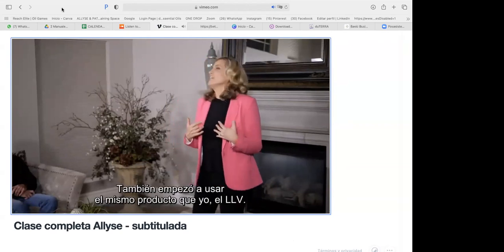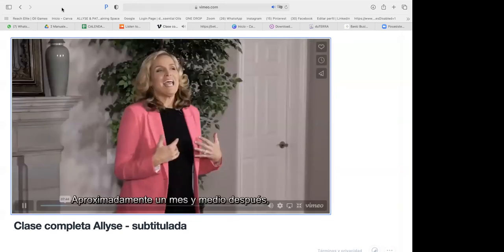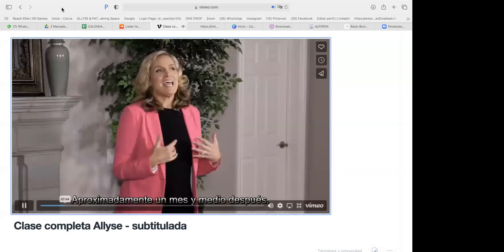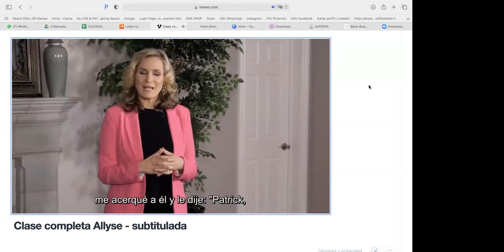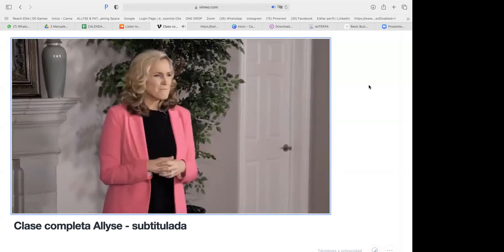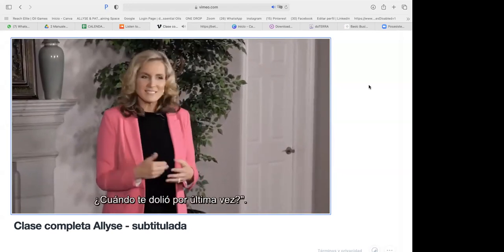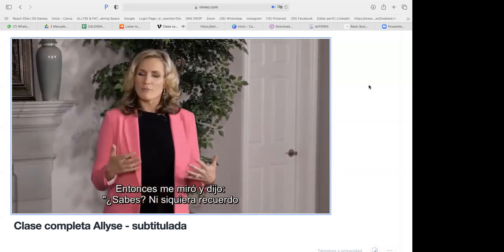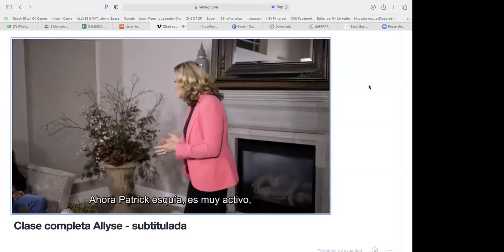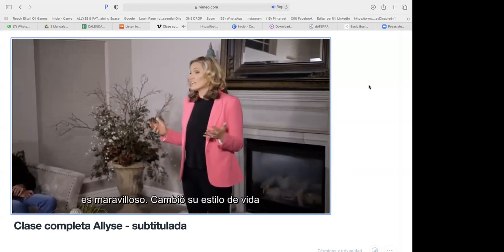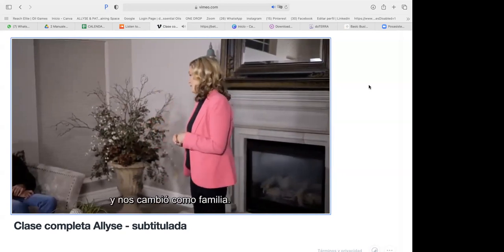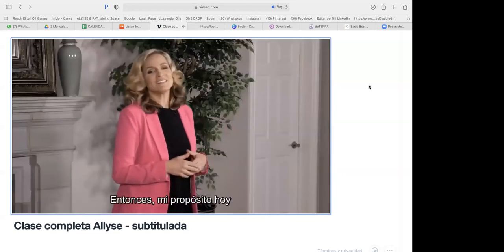And it was about probably a month and a half after he was using it, I went to him one day and I said, Patrick, I haven't heard you complain very much lately about your back. When was the last time your back hurt? And he looked at me and he said, you know what, Elise, I don't even remember the last time my back hurt. Now Patrick skis, he's super active, he can pick up our children. It's wonderful, it's changed his lifestyle, and it's completely changed our family.